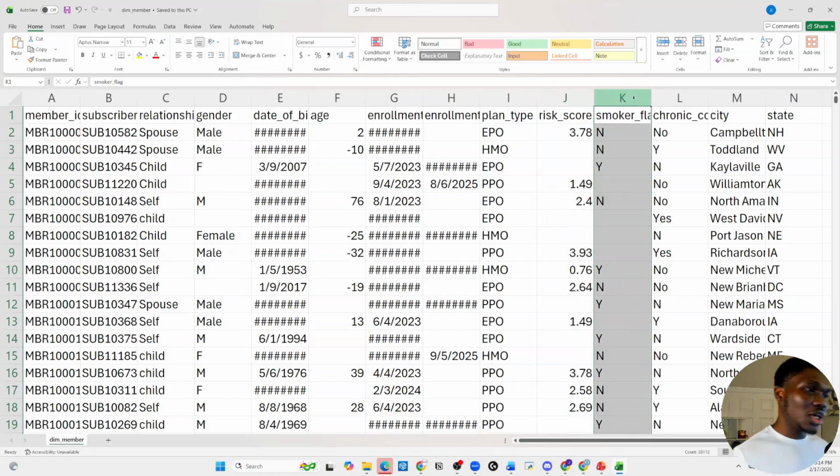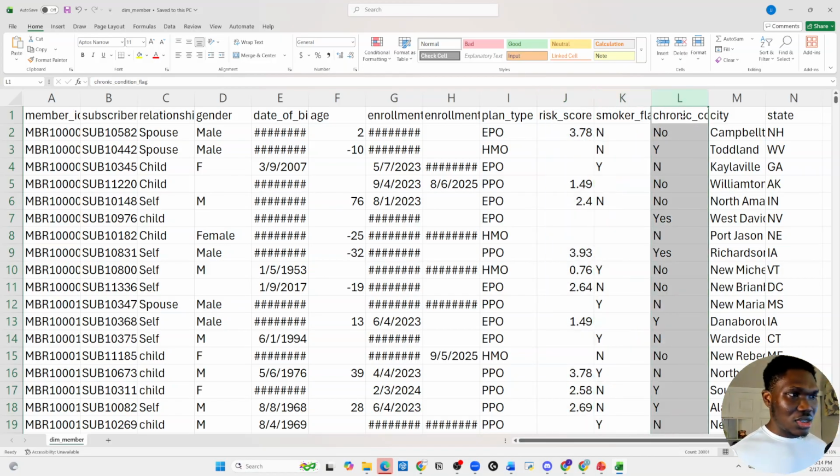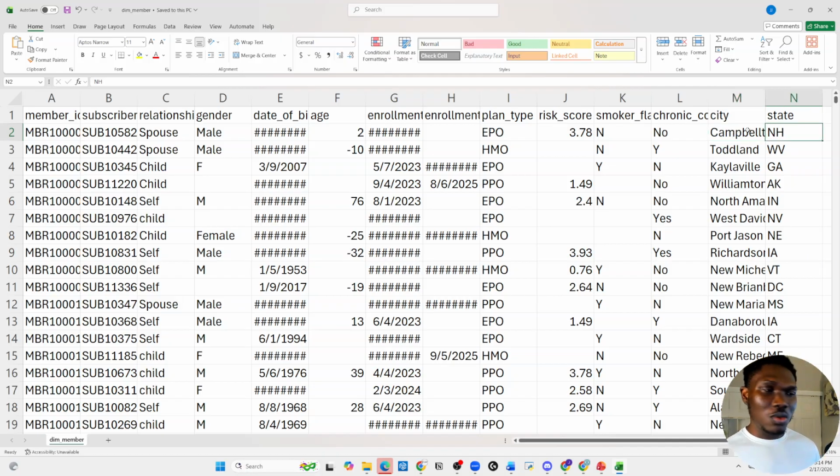This is the smoker flag, if they do smoke. This is the chronic condition. This is the city they live in. So we already see that for geography, we just have city and state. We don't have things like zip code or whatever it is. That's something you also have to be aware of, just in case the stakeholder wanted to analyze on that. You need to tell them you didn't provide zip code information, and I will need that to do the analysis.